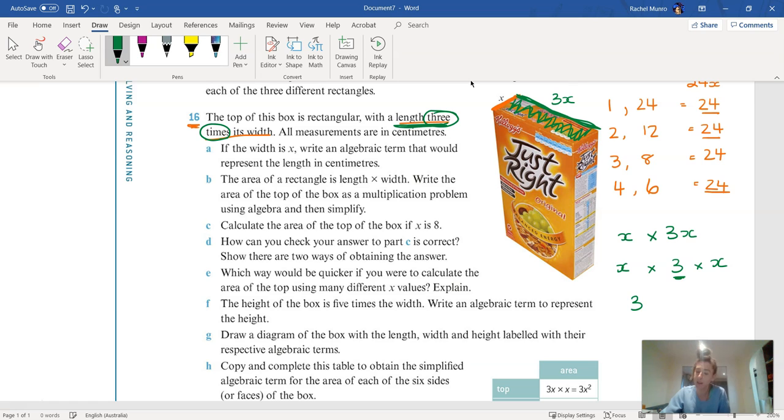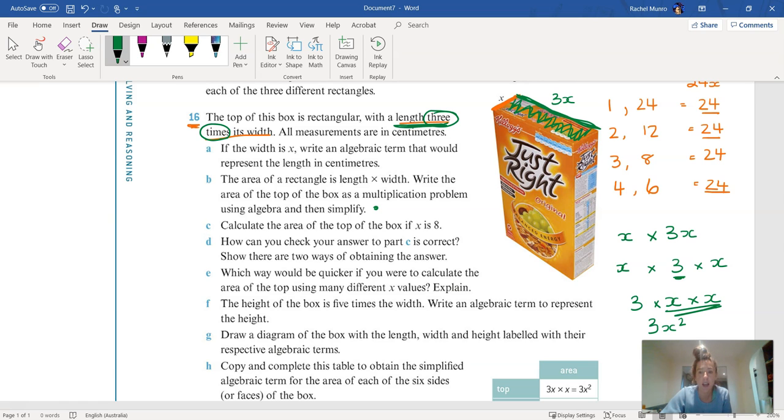So I'm going to move my 3 over to the left-hand side, and I'm left with x times x on the right-hand side. Now remember, we always know x times x is x squared. So I end up with 3x squared, when I take out all of those multiplication signs and I simplify x times x to x squared. Okay, so that is question B.